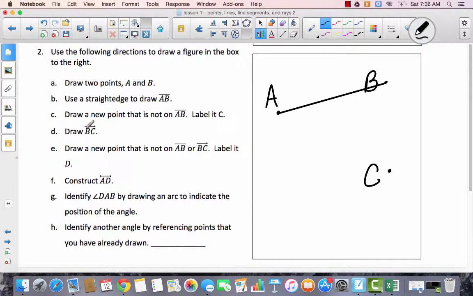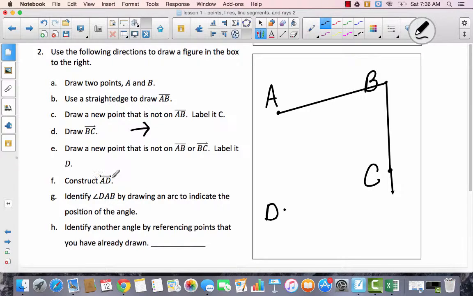Draw, and I have this figure right here, an arrow on one end. So that is a ray. So it says BC. So the arrow has to come out of C. Okay, so that is ray BC. Now it says draw a new point that's not on line segment AB or ray BC and label it D. So I'm going to come down here. I'm going to label this D.